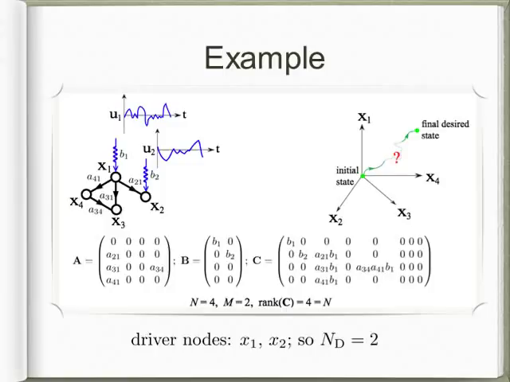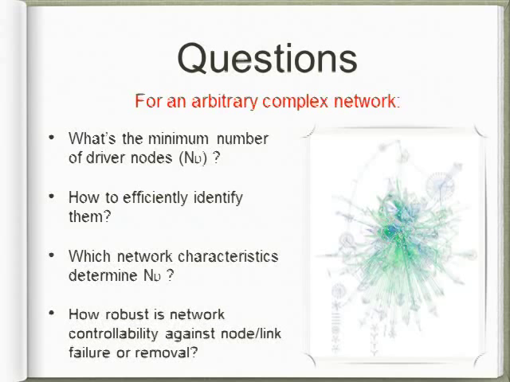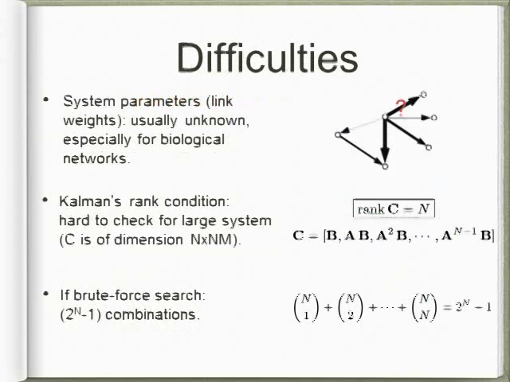And we want to find the minimum set of driver nodes for a complex network, of course, with linear time invariant dynamics. We wonder how network characteristics determine the number of driver nodes, and how robust network controllability is against node or link failure. There are many difficulties. First of all, the system parameters like the link weights are usually unknown, especially for biological networks. We know two nodes interact with each other, but we don't know how strong the interactions are.